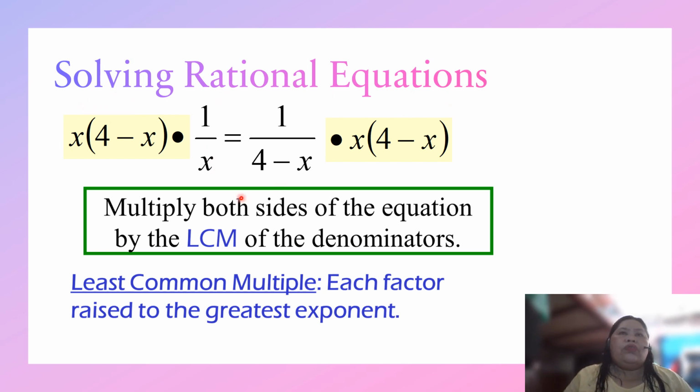Now, solving a rational equation. The original given is 1 over x equals 1 over 4 minus x. Our LCD is this one, x. So multiply both sides of the equation by the LCM of the denominators. The least common multiple takes each factor raised to the greatest power. If we do this, this will be cancelled, and this one too. Okay, let's move on.